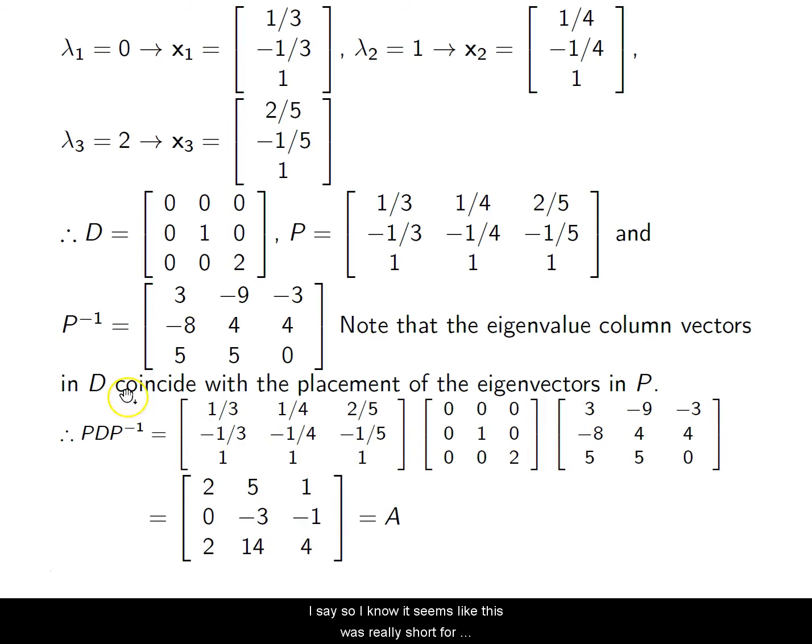So I know it seems like this was really short, but remember, we had a very, very long discussion about how to find the eigenvalues and then find those eigenvectors. So that's the hard part, right? Especially for 3 by 3, you're going to be factoring some third degree polynomial in order to get these values out, and then you have to put them into your matrix to get this. So the eigenvalue and eigenvector portion is what takes a long time. Okay, after you've done that, then the diagonalization part is very, very fast.